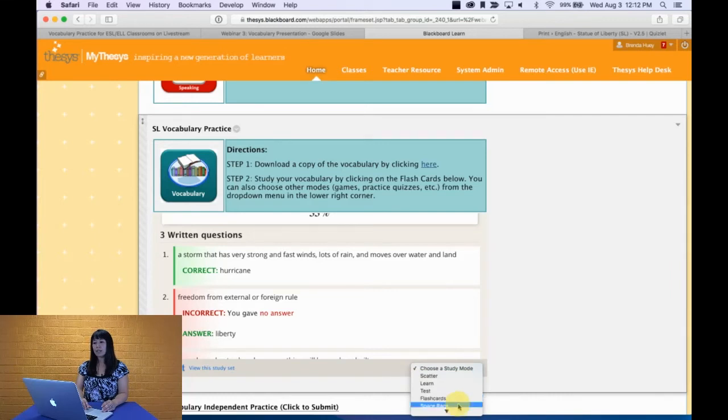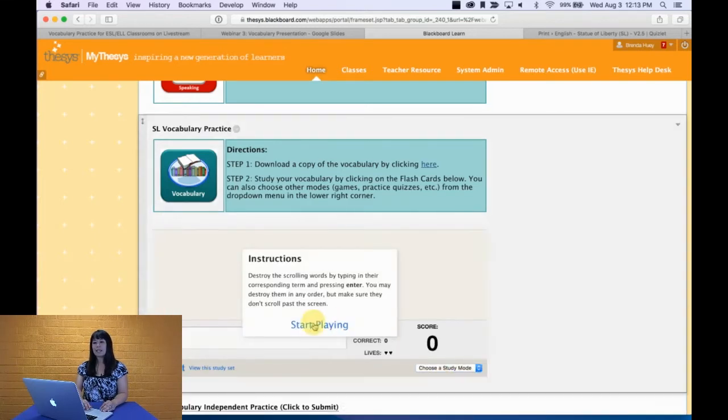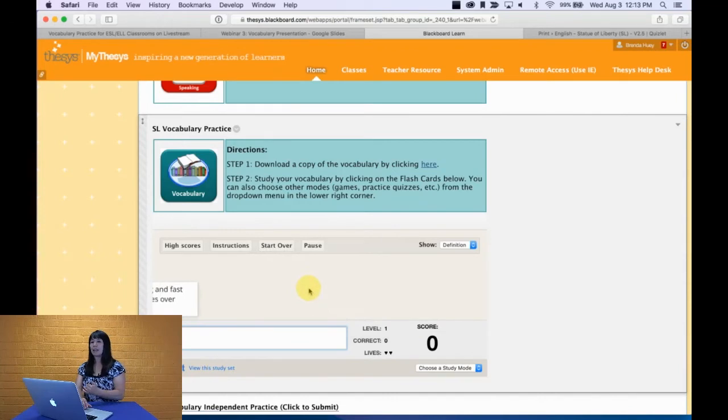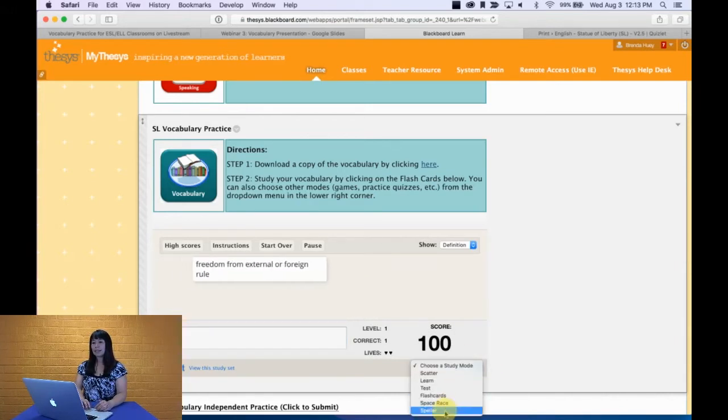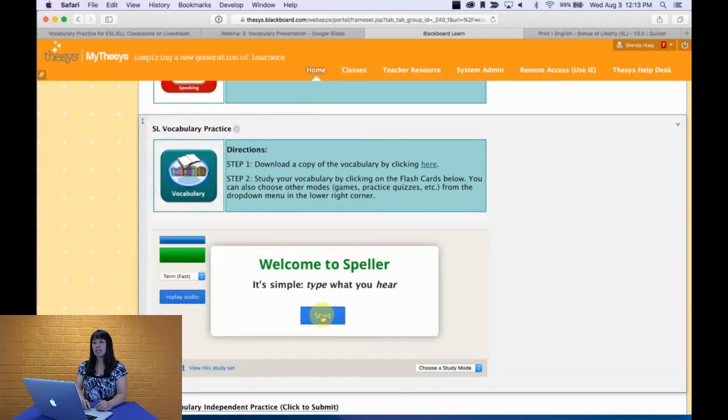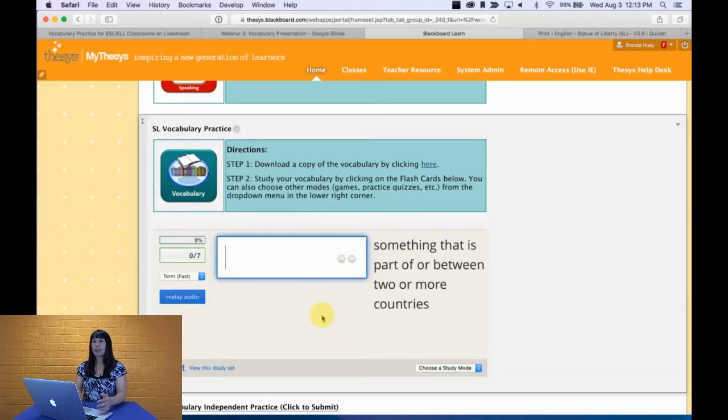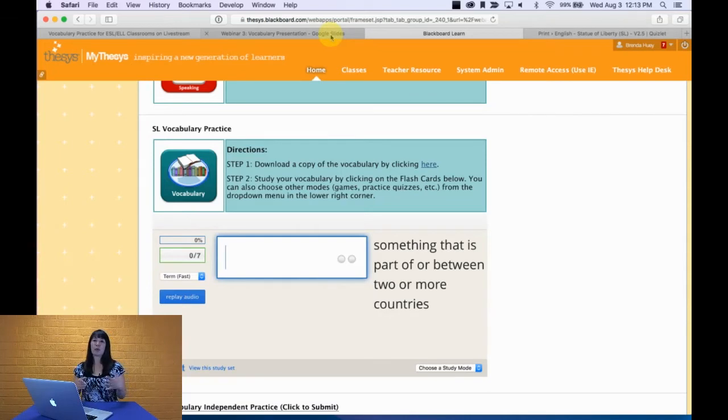Flashcards are what we started with. And then Space Race. Space Race is another game. It's timed. The definition is moving across, and then students need to type in the words. All right. And lastly, there's Speller. So the students hear the word, and then they will type out the word. All right. So that is Quizlet. Again, very useful for introducing the words and practicing them.